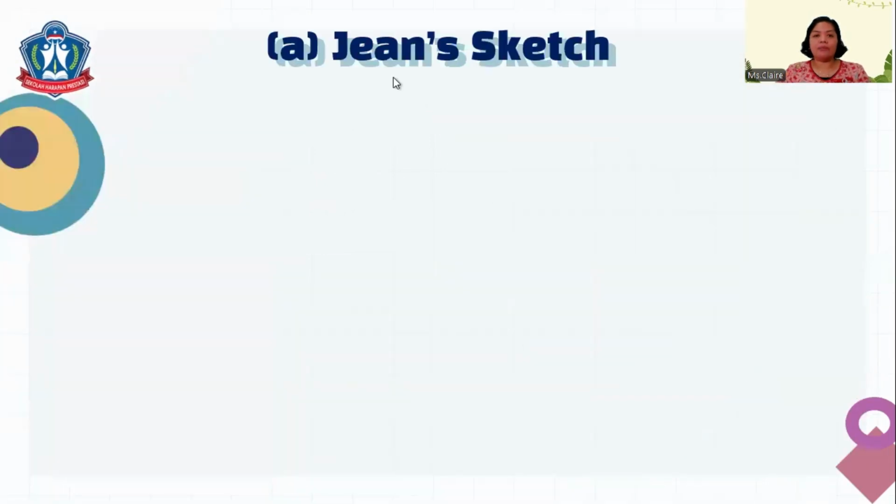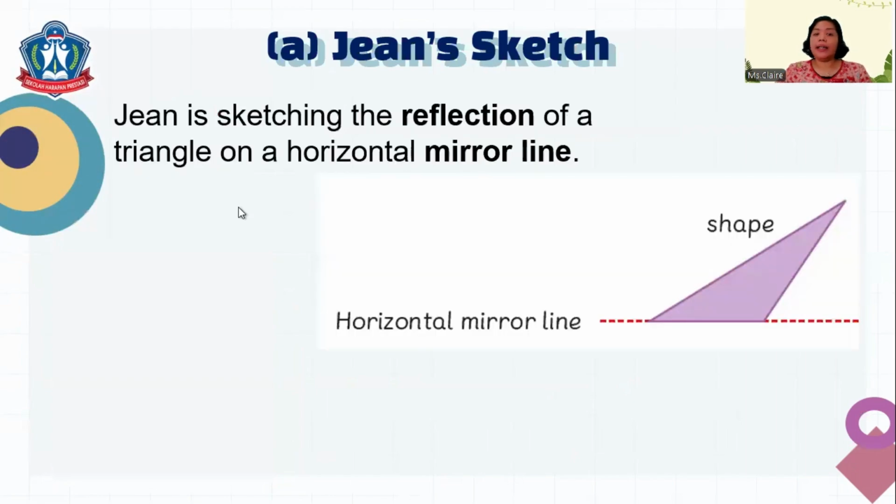Now let's have Jean's sketch. Jean is sketching the reflection of a triangle on a horizontal mirror line. The horizontal mirror line means the line from left to right. So what will happen if we sketch on the bottom part? Okay, it will look like this.